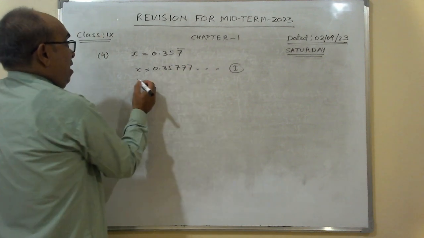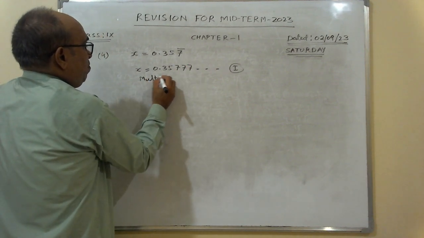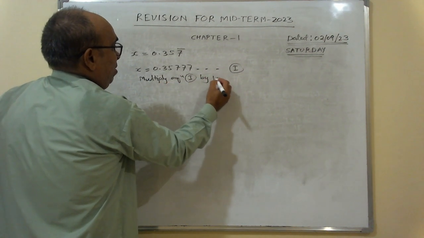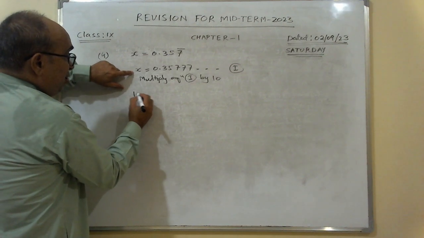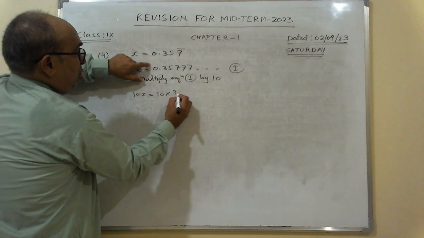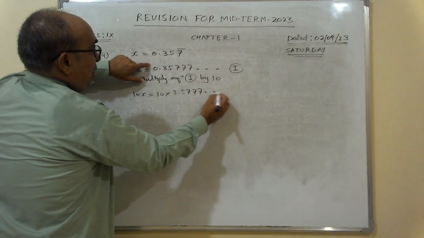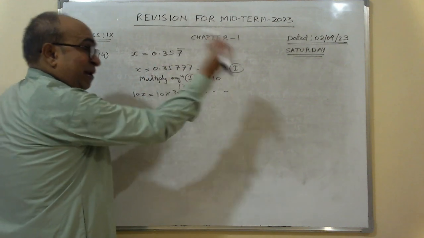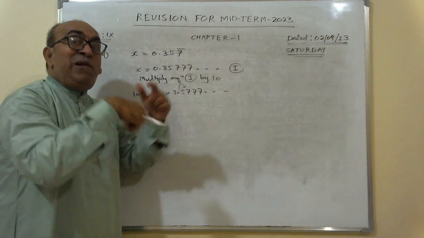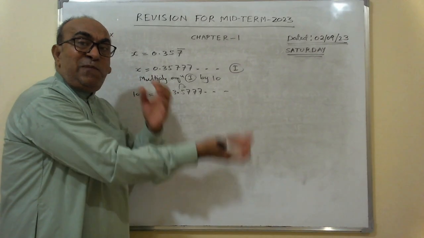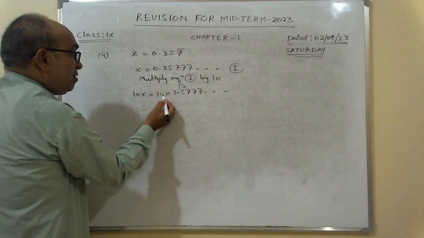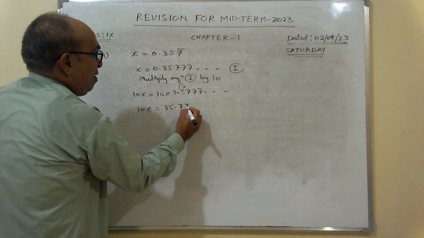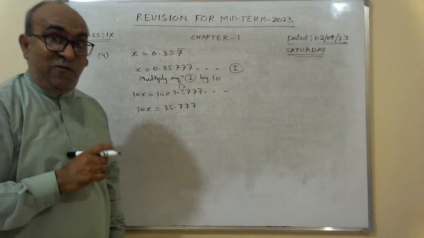So here there is only one, so multiply equation 1 by 10. So if you multiply it, it is 10x equal to 10 into 3.5777 and so on. When you multiply this by 10, the decimal will move to the right side. In multiplication the decimal moves to the right side, in division the decimal moves to the left side. So here 10, so 1 place. So 10x equal to 35.777.